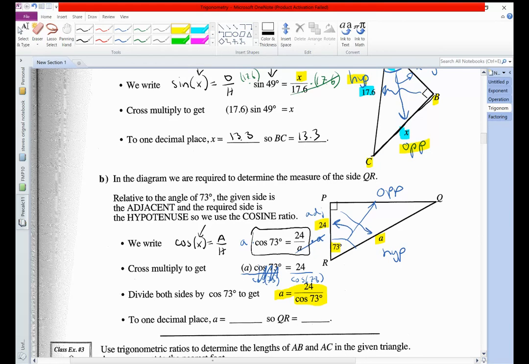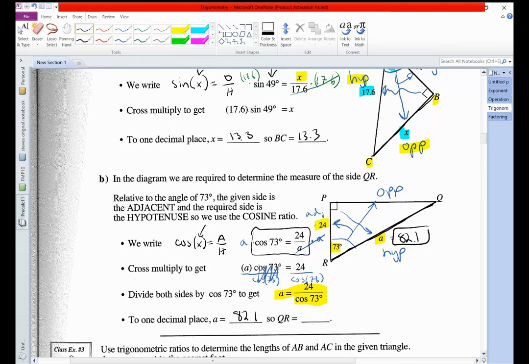So now you can just type that into your calculator. 24 divided by cos 73. Make sure you're in degrees. And when you do that, you get 82.1. So that means the side A that we're looking for is 82.1. And that answer seems to make sense.